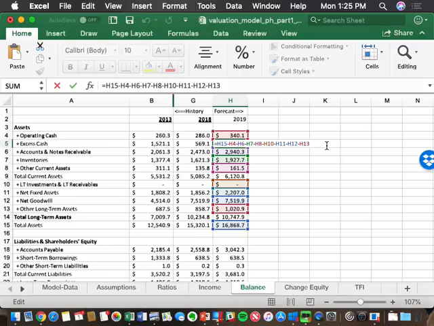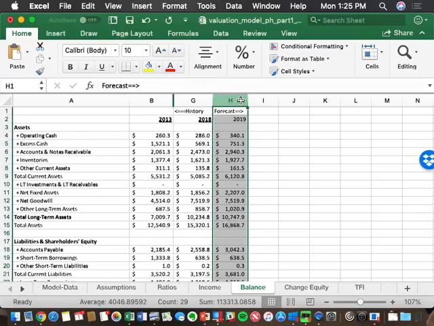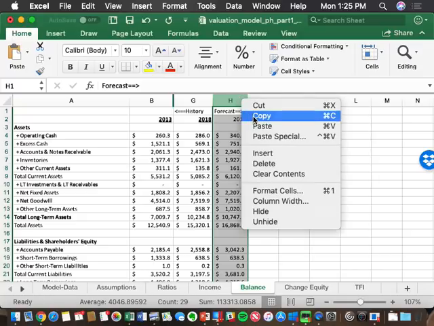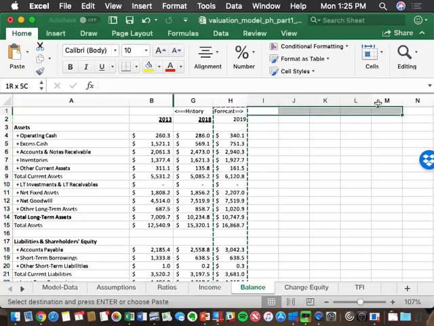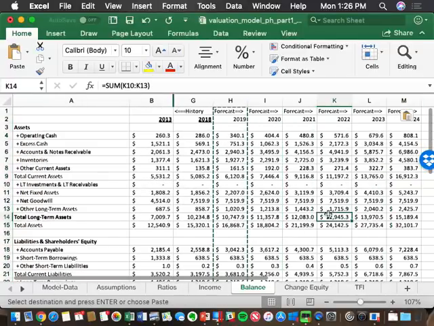Okay, home stretch. So final step, take column H, your balancing balance sheet that you just built, copy it, and paste it out to column M. Don't drag, by the way. Never drag in this class. Right-click, paste. And you now have balancing balance sheets going out to 2024.